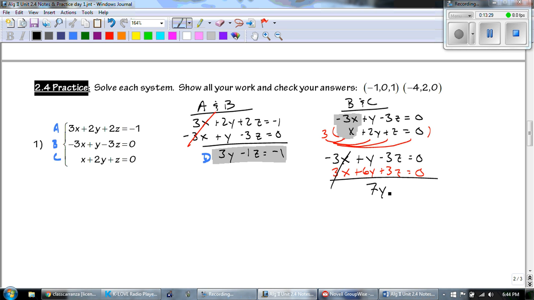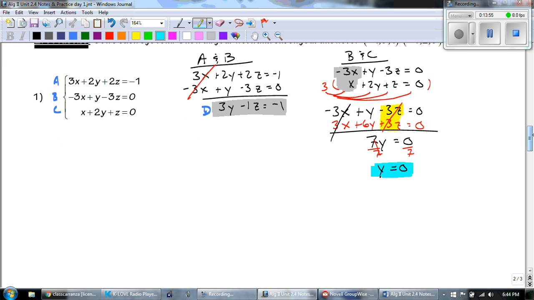So my x's cancel. I get 7y, and uh-oh, negative 3 plus 3. What happens to the z's? Yeah, those cancel too. That's like an added bonus. And so we get 7y equals 0. I can solve for y right away, and we find out that y equals 0. So score, we already got one of our answers. Now I know that y equals 0. I'm going to plug it into D, into this guy right here.